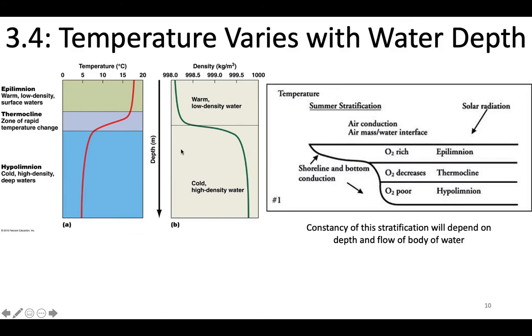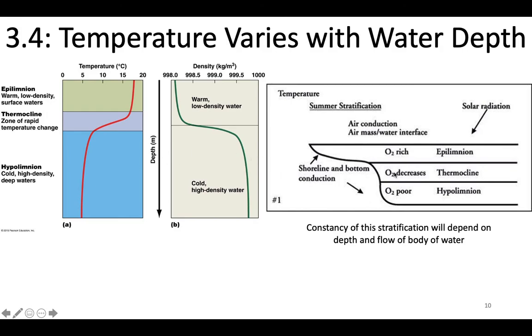You also see that here too, this zone of rapid temperature change. And then the epilimnion is the surface above. You've got more light penetration, more wavelengths coming through here at the surface, and because of that, you also have warmer water at the top. It's also a lower density. And then you have the hypolimnion, which is cold, higher density, deep waters.